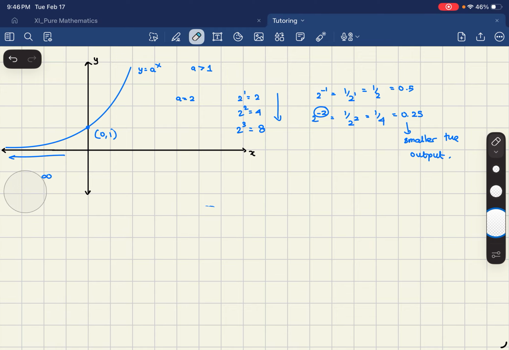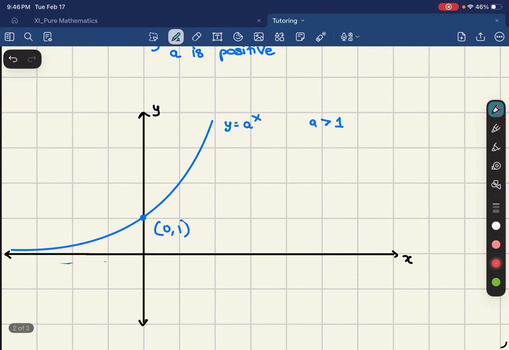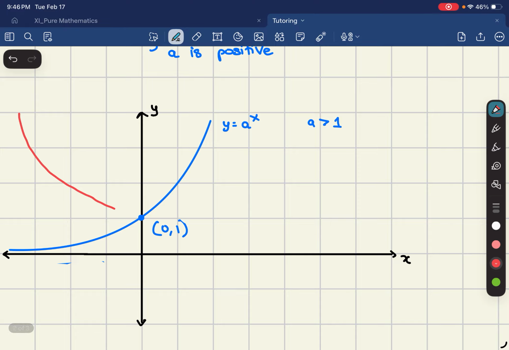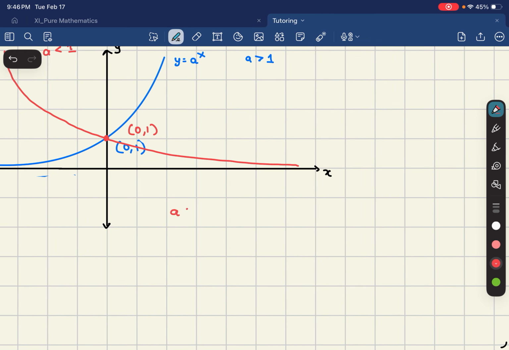However, I said this is only if a is greater than 1. So what happens when a is less than 1? And the graph actually flips. So your graph starts to look something like this. So this is still 0, 1. This is if a is less than 1 and greater than 0. And why is this the case? If a is less than 1, then it's a decimal. It's 0 point something. It's 0.9, 0.8, but it must be less than 1.